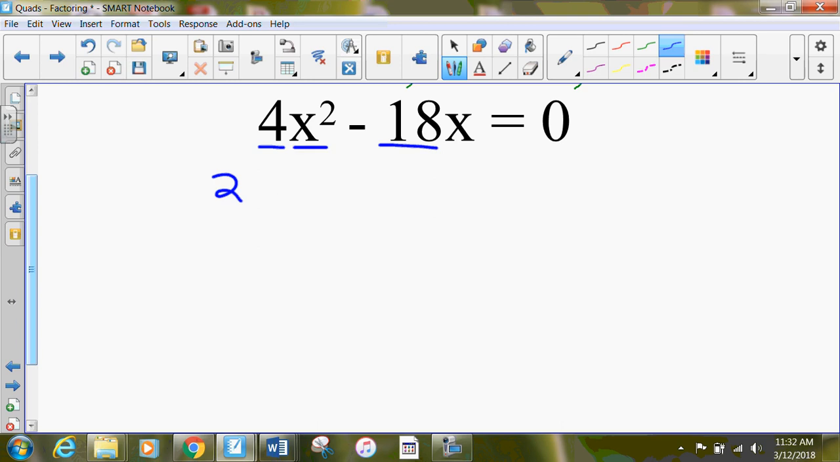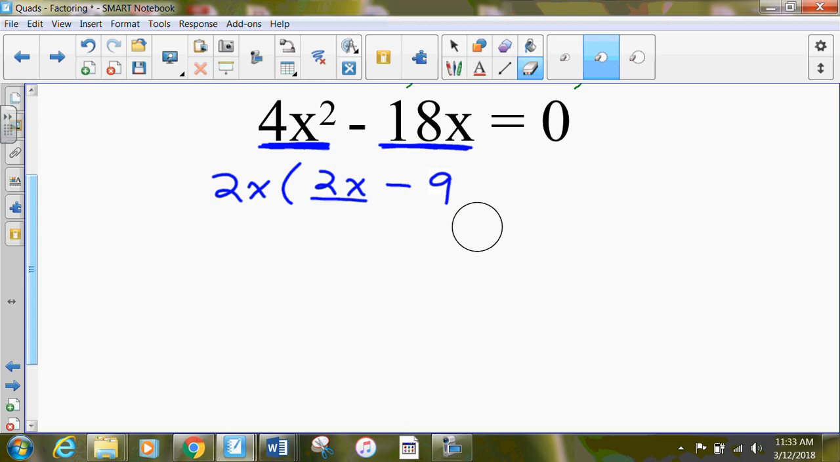A 2. X squared and x, what's the biggest x that goes into both of them? Just x. So 2x is my greatest common factor. I'm going to say 2x times what gives me 4x squared? 2x times 2x. I'm going to bring down the minus. 2x times what gives me 18x? 2x times 9x. I'm sorry. No. 2x times 9, not 9x.